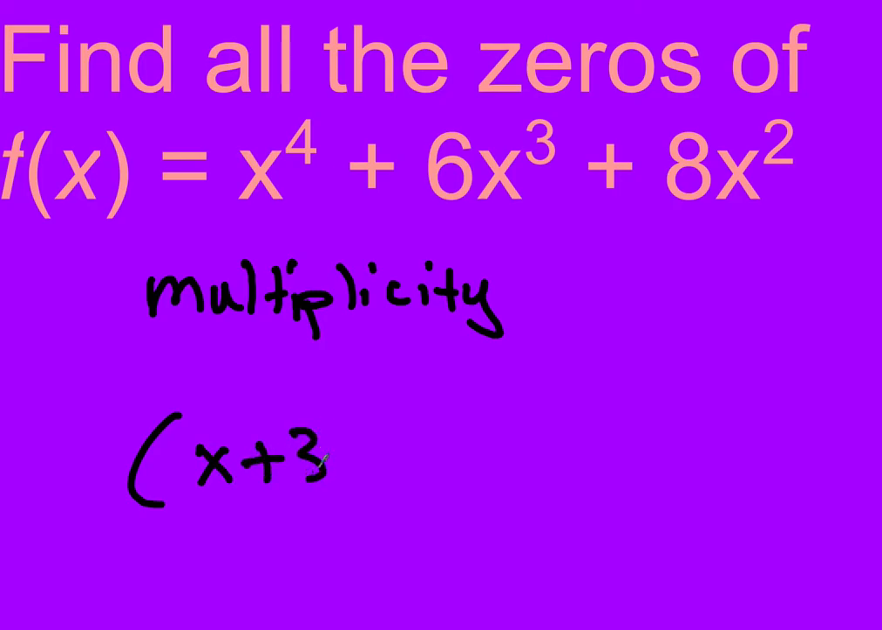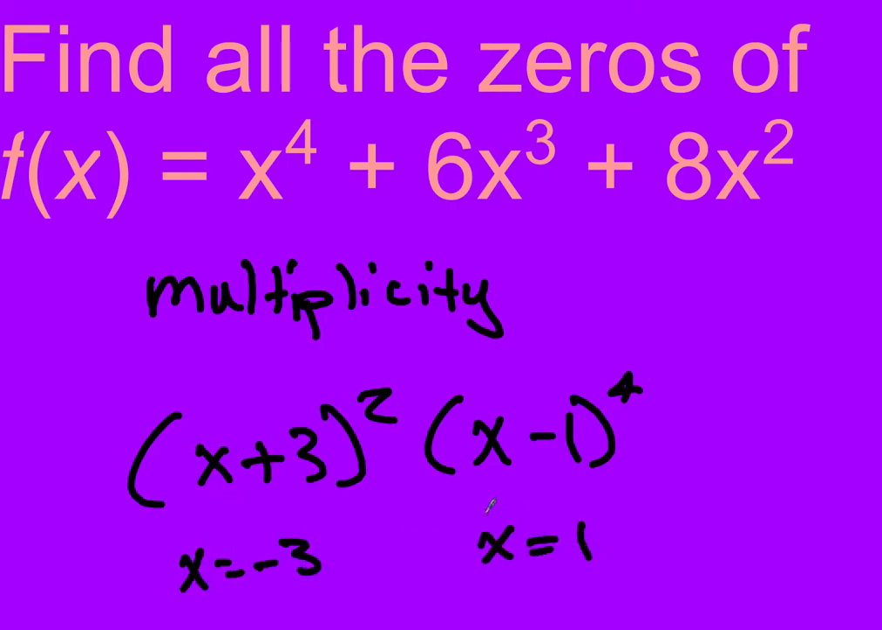So this, for example, x plus 3 squared times x minus 1 to the 4th. X equals -3 is the 0, and x equals 1 is a 0. This 0 has a multiplicity of 2, and this 0 has a multiplicity of 4. It means it shows up 4 times. I could write the zeros are x equals -3, -3, 1, 1, 1, and 1. And that would be all of the zeros. But instead of repeating myself, you can just say multiplicity. That's what that term means.